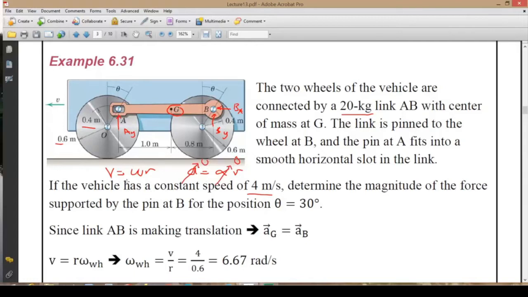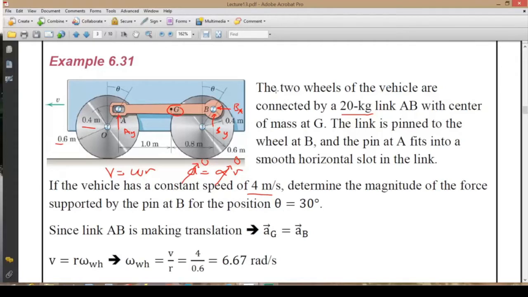And from this equality, we can find the angular velocity, angular speed of the wheels as V is given to us. And we are asked to do the calculation when theta is 30 degrees.